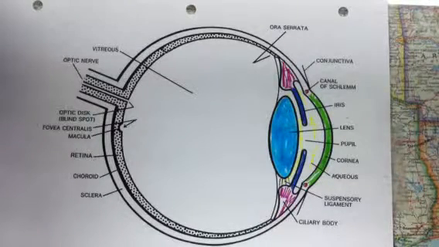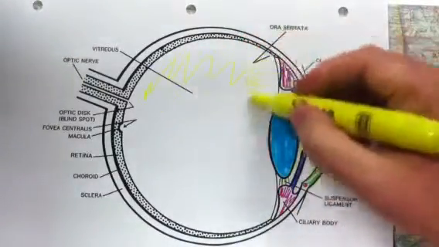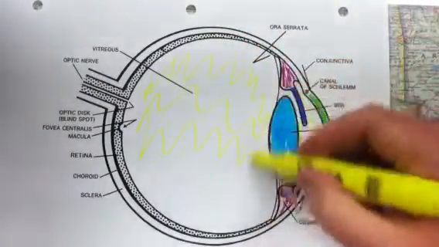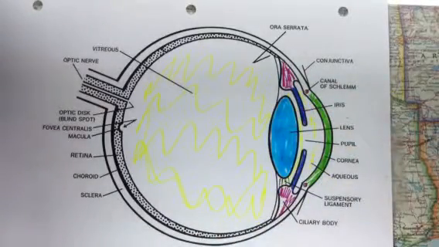Okay, now we'll move on to the vitreous chamber, which is the third chamber of the eye. Now, the vitreous chamber is filled with a gelatinous substance called vitreous humor, and it fills up all this area back here behind the lens. I won't color all that in, it'll take me forever.